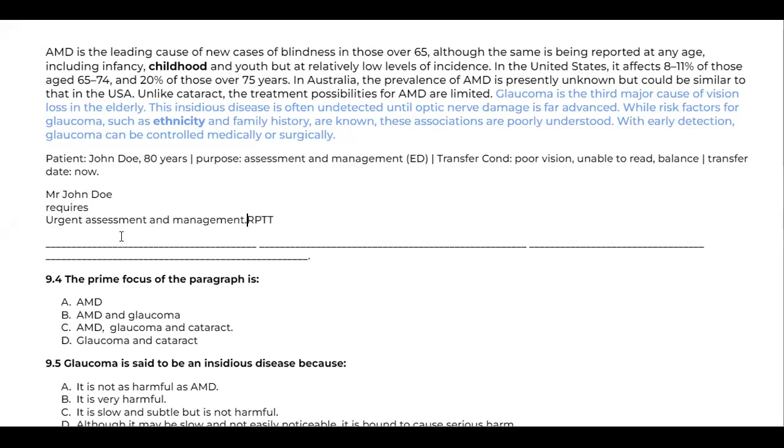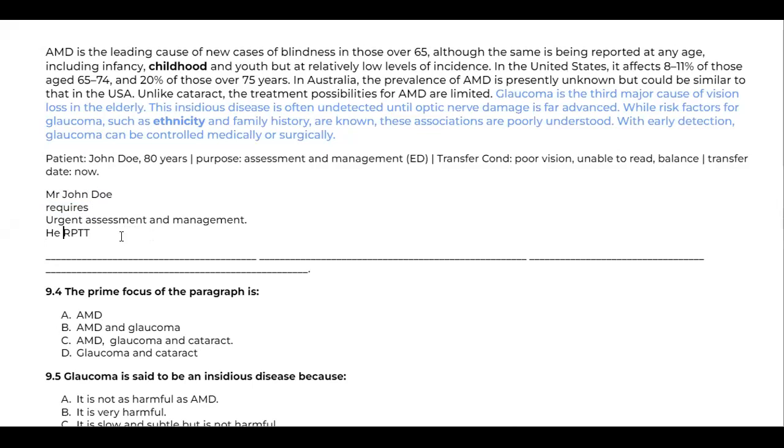All right. Then he is having poor vision and unable to read and balance. All right. Okay, then he is being transferred. The only problem with this question is nobody is going to transfer a patient to the emergency department because he has poor vision and inability to read. That is a mistake in my question.